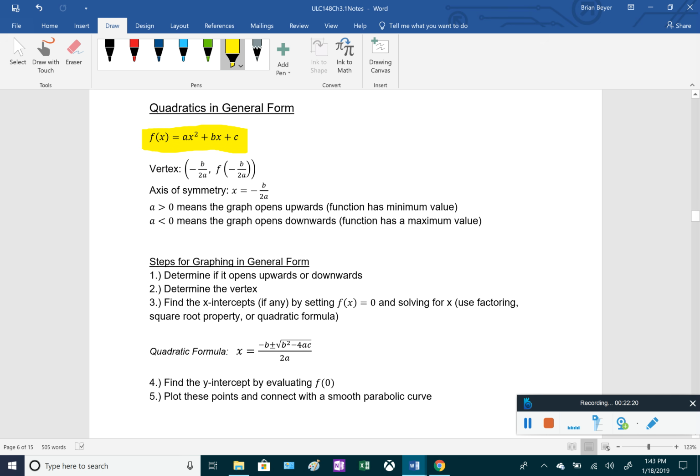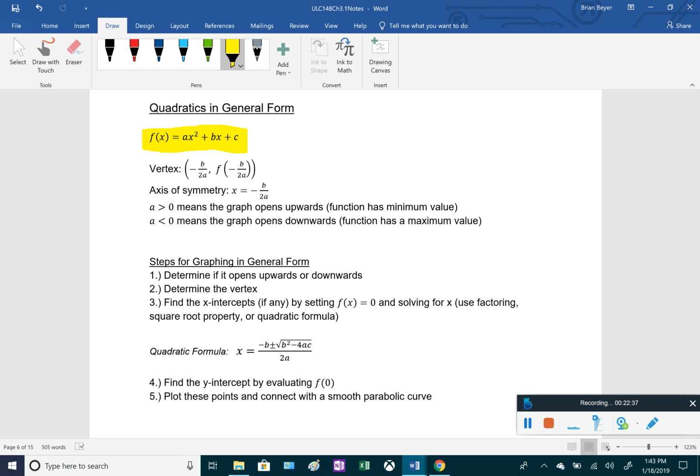So here's how we're going to be graphing these. Pretty much the same steps, going to do a couple of them a little bit differently. So we're going to determine if it opens up or down. We're going to find the vertex. We're going to find the x-intercepts once again by setting the function equal to 0 and solving for x.